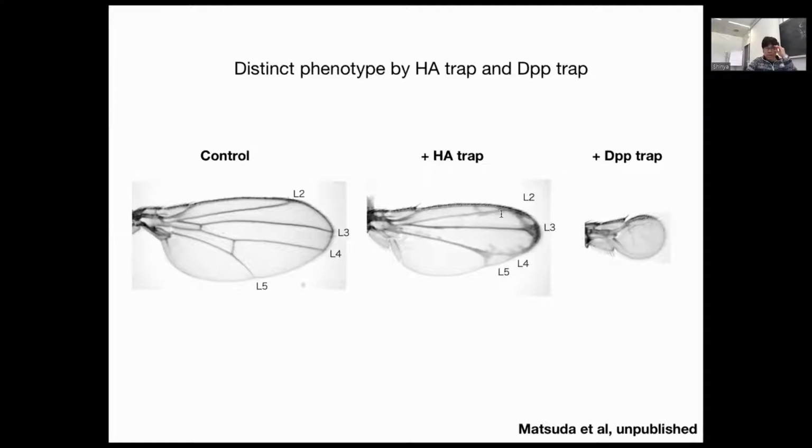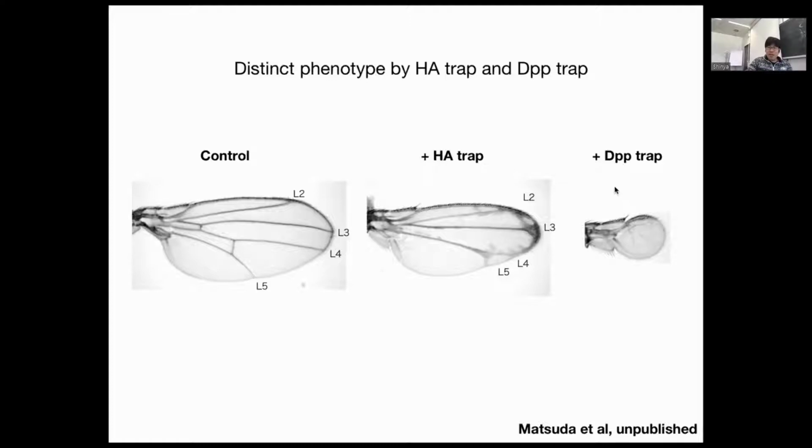Maybe you saw the phenotype and tried to mark each vein. For example, L2 and L3 seem to be there, but L4 and L5 are somehow fused. But as you can see here, the wing developed quite nicely. As I showed, the HA trap traps DPP through the HA tag, and this is strongly blocked, but you still see a nice wing shape. Very interesting.